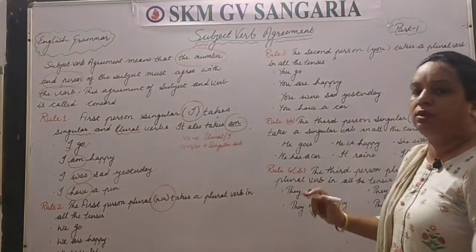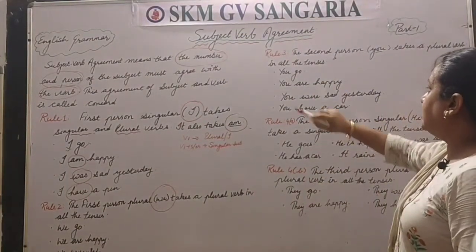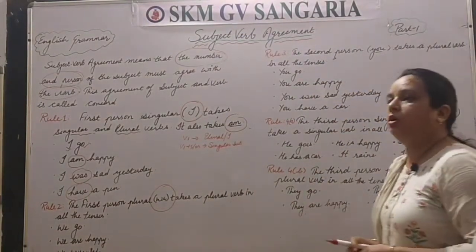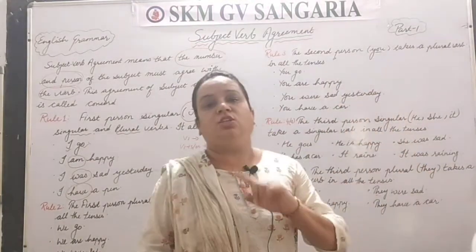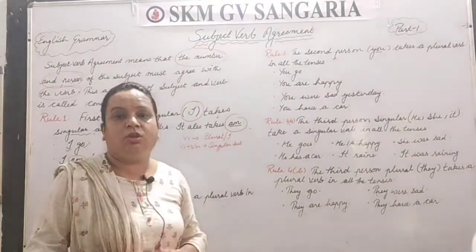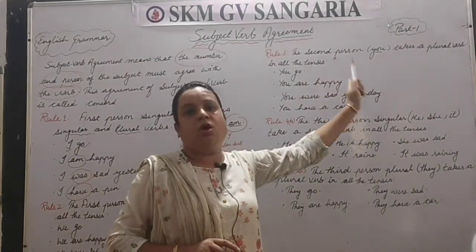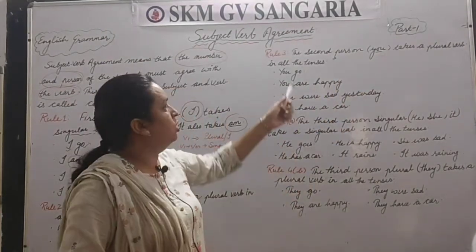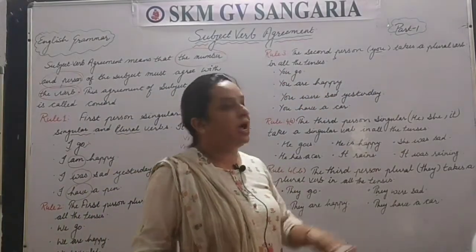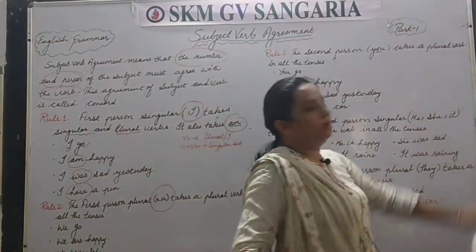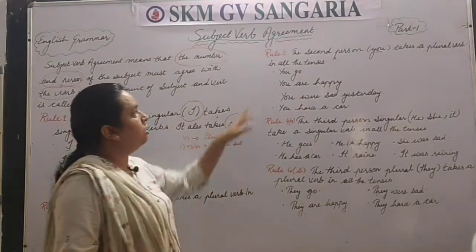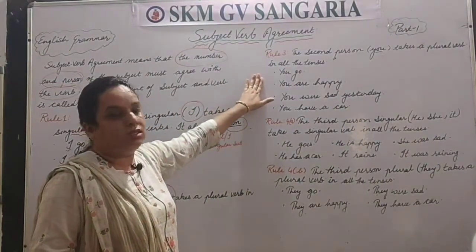Next is rule number 3. Rule number 3 says the second person, that is you, in both singular and plural forms, we use you as singular and also as plural. That takes a plural verb in all the tenses here too.